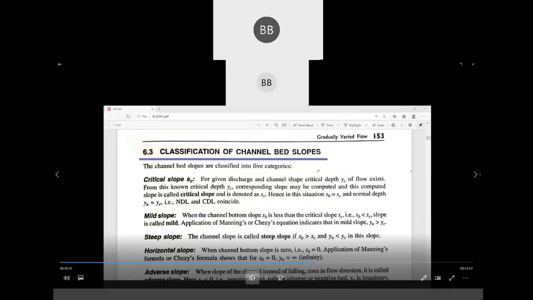Slopes. Classification of channel bed slope. Okay, this is the next topic. Classification of channel bed slopes.